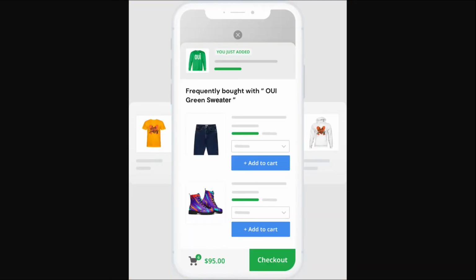Strategy 8. Post purchase upsell. After someone checks out, offer them one last sweet deal. Like thanks for your order, want to add a $5 accessory with free shipping? They have already said yes once. Easy win.